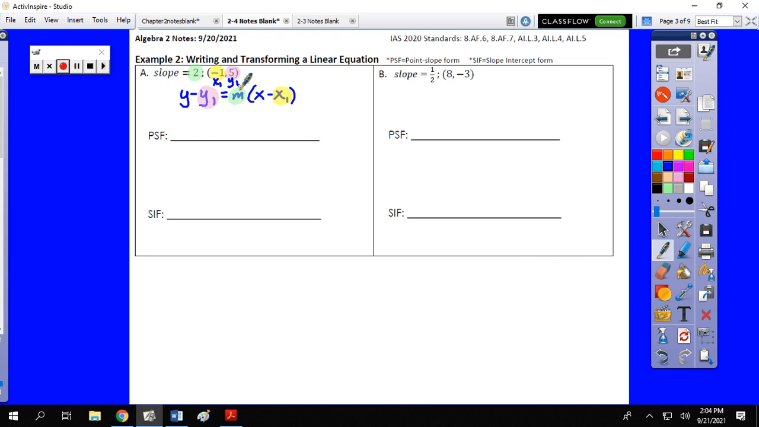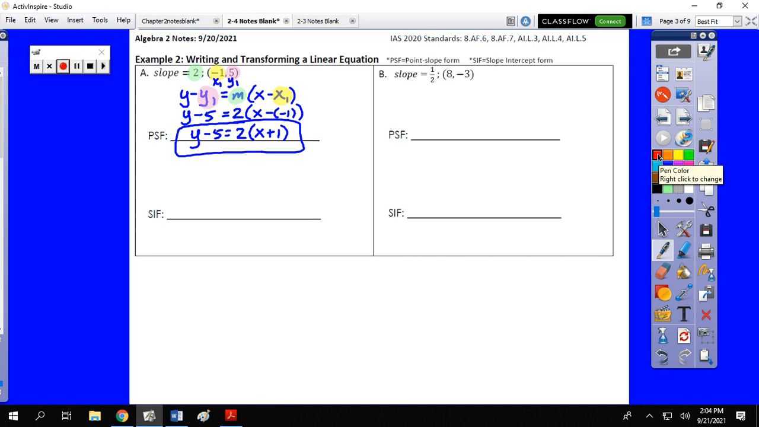So we have y minus 5 equals 2 times x minus negative 1. Again, these 2 negatives become 1 positive, giving us an answer for point slope form of y minus 5 equals 2 times x plus 1.